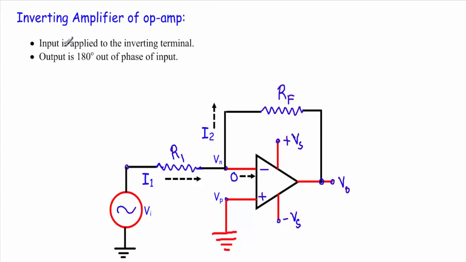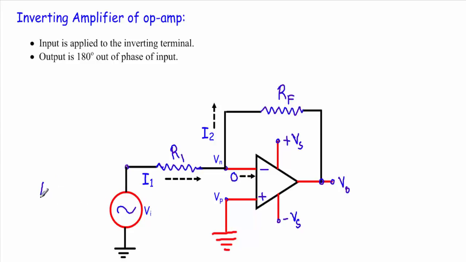In this amplifier we will apply the input voltage to the inverting terminal. See, this is the inverting terminal and we are applying the input voltage through a series resistor R1. The output voltage will be 180 degrees out of phase with this input.